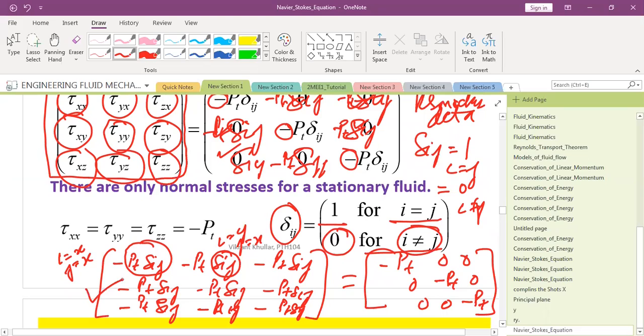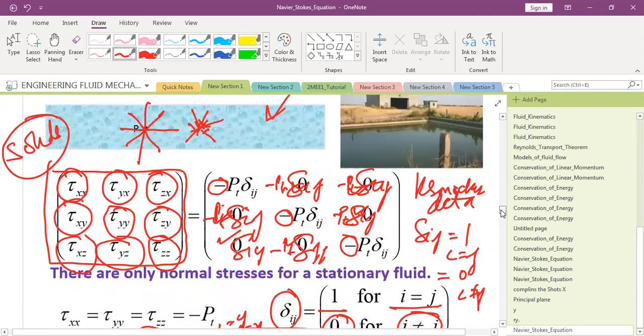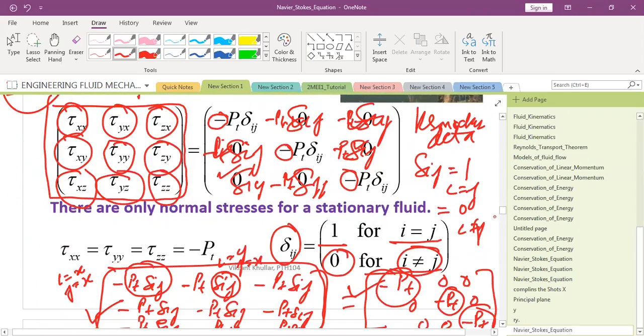So either you could write it in this fashion or in this fashion. Both are equivalent. This is the more general way to do it, because this generalizes the thing, and delta ij, the Kronecker delta, will take care of itself. You need not remember which is 0, which is non-zero. Delta ij will take care of whether the entry should be 0 or non-zero, equal to minus p. Any doubts? So this is the state of stress as far as a fluid at rest is concerned.